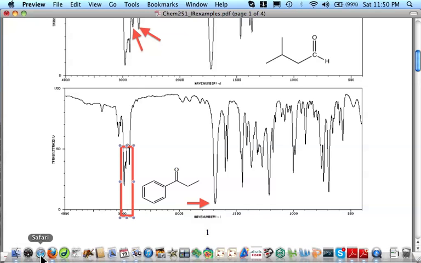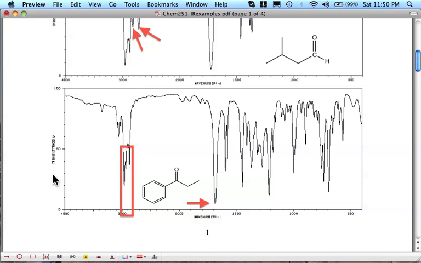So if we were going to annotate this, we might put that this is an sp2 CH stretch. And I'll put an arrow just to point to exactly where I mean, right there. There's a couple different CHs here, and those are slightly above 3000.